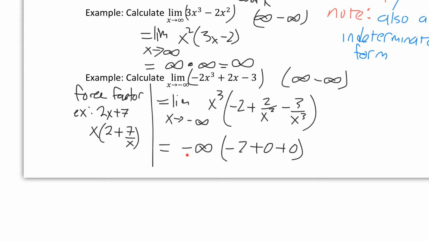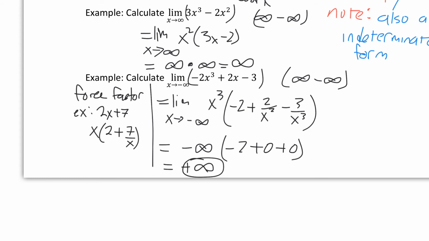So we have negative infinity times negative 2. Well, just like with regular numbers, when you're multiplying infinity times a negative number, it does switch the sign. So negative infinity times negative 2 does give us a positive number. So the answer is positive infinity.